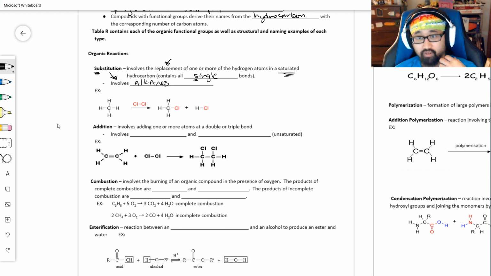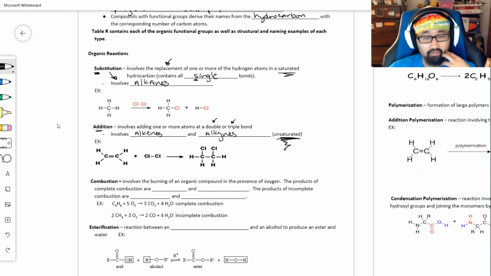Addition means that we're adding to something. We're adding them at a double or a triple bond, which means that it will involve alkenes or alkynes. Remember, they were unsaturated, so addition has to be unsaturated things. We can add to them because they are not full yet. Because they are unsaturated, we can add to them. If they are saturated, we can only substitute.